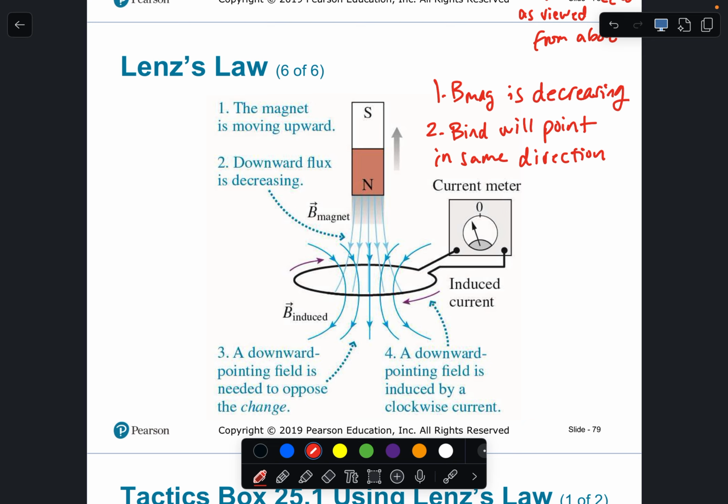Now you can see B induced is pointing down, the original direction of B magnet. It's like, no, let me add more vector to stop the decrease. So your thumb will point down. As viewed from above, that's clockwise. Whenever your thumb points down, and you're looking at your hand from above, that's clockwise.